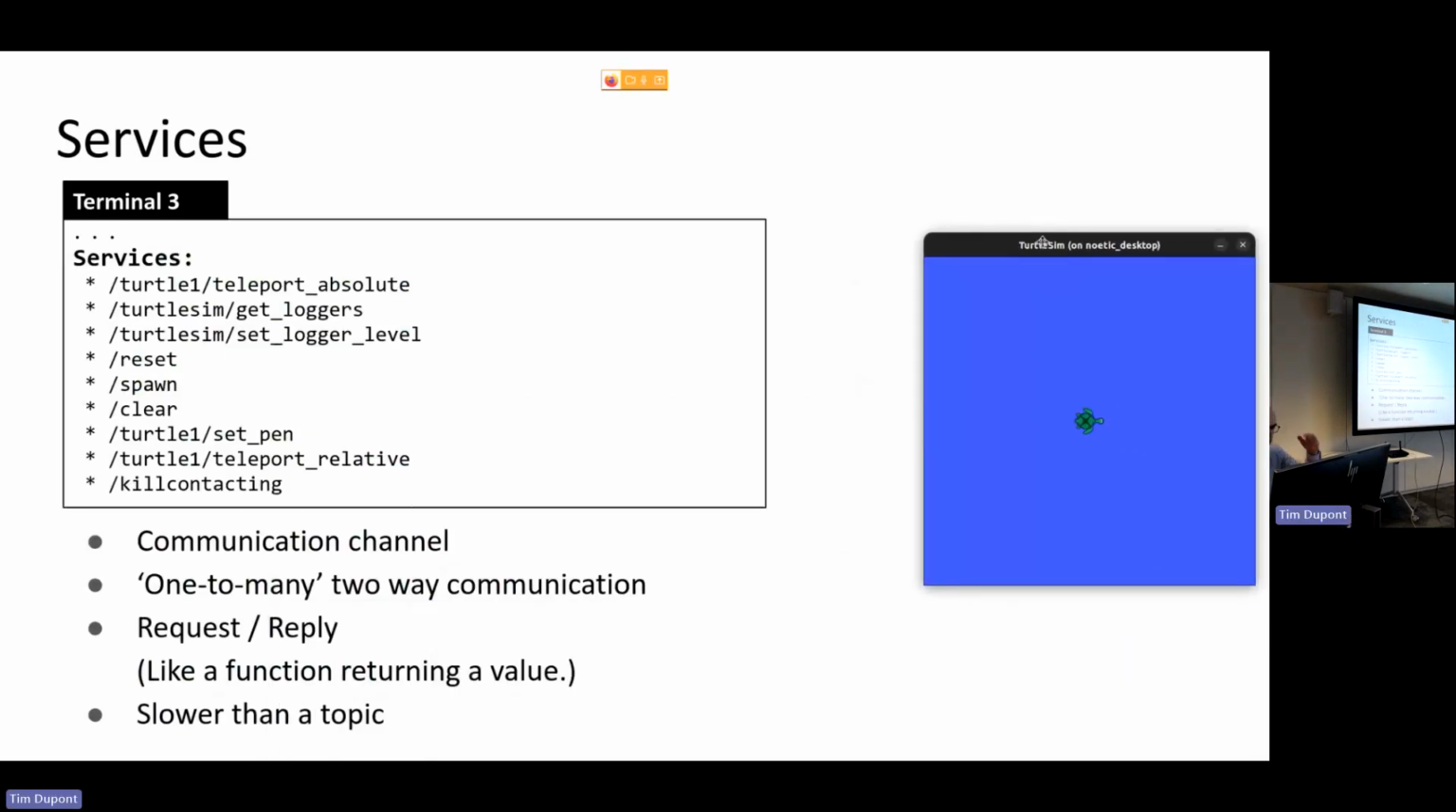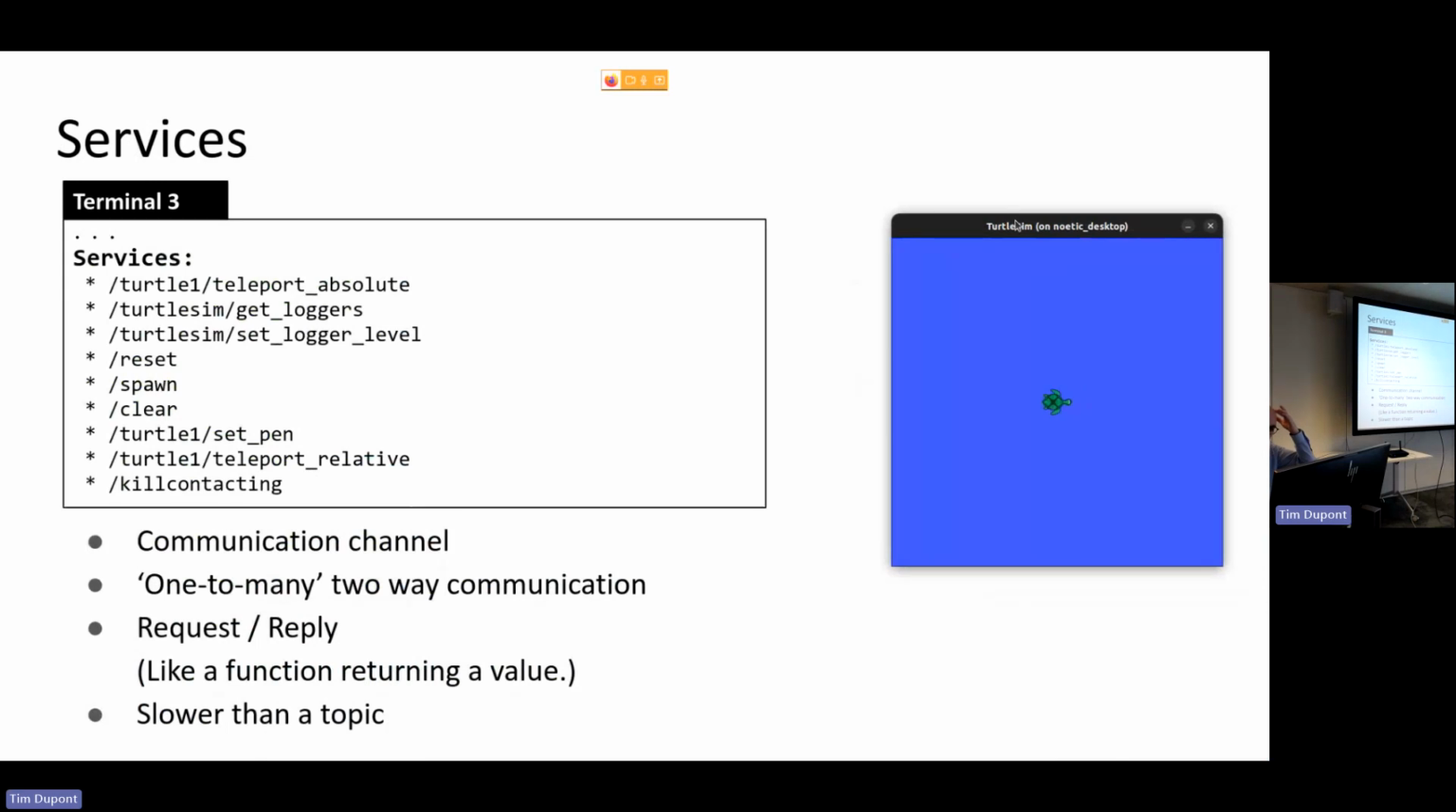Another way to communicate is via services. That's a one-to-many way to communicate. It's a request-reply, so it's more for things that take a lot of time. Like if you have a path planning algorithm that takes a bit of time, you can give the current position of the robot and the position you want to end up with as a service call, and then you wait for a reply to get the path back. So for path planning, stuff like that, it's better to use services.